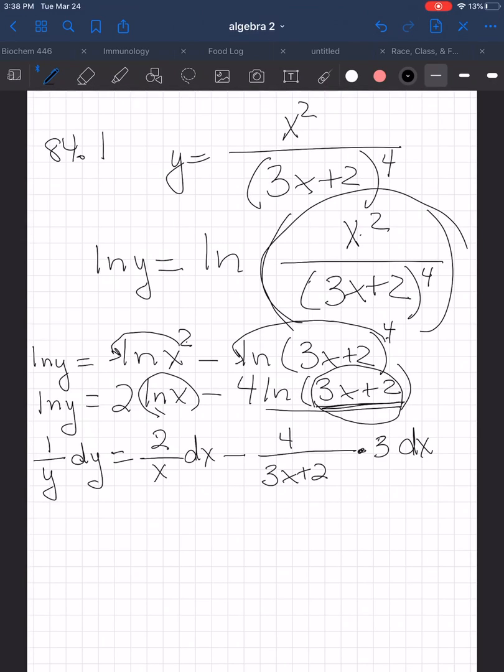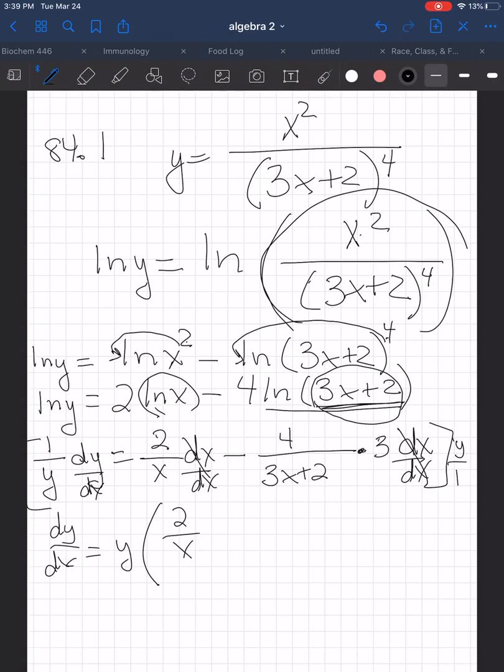The whole object here was to get dy/dx, so the next thing we'll do is divide by dx. Well, those just cancel out. And now we have this 1 over y. So we need to get rid of 1 over y to get dy/dx by itself, which means we multiply both sides by y. So dy/dx equals y times this, 2 over x minus 12 over (3x plus 2).